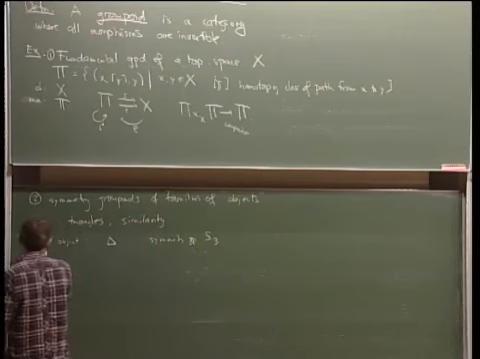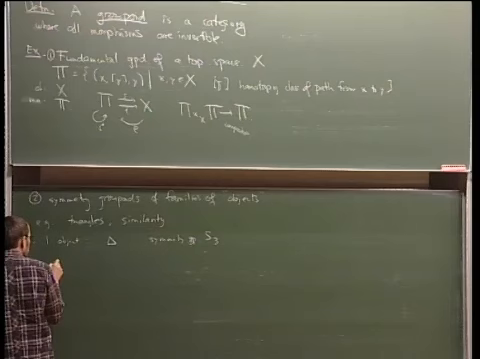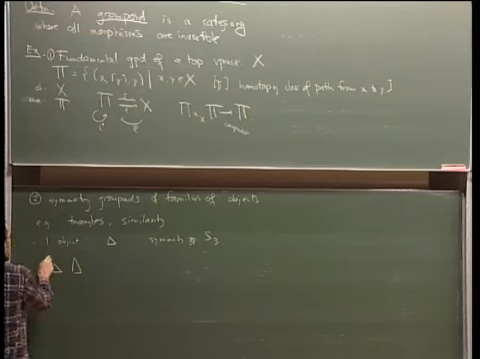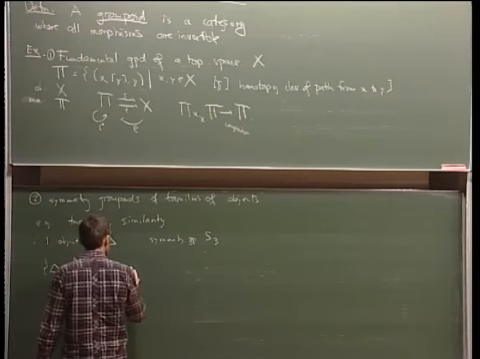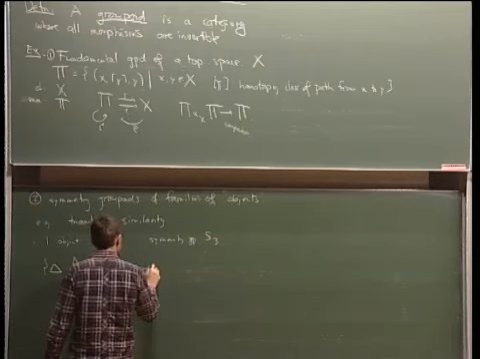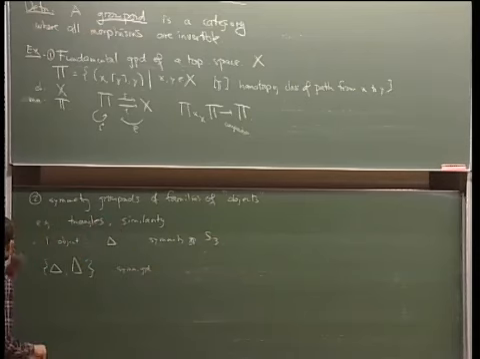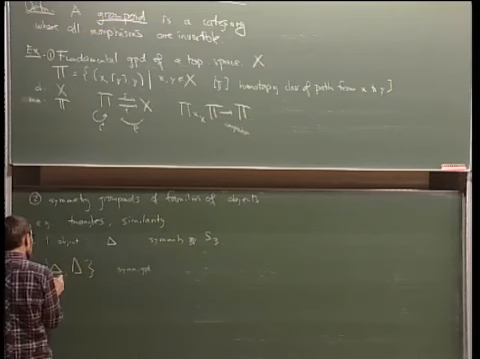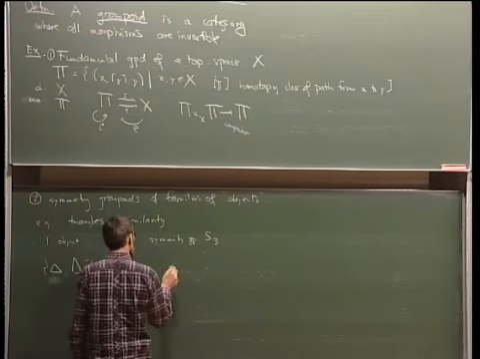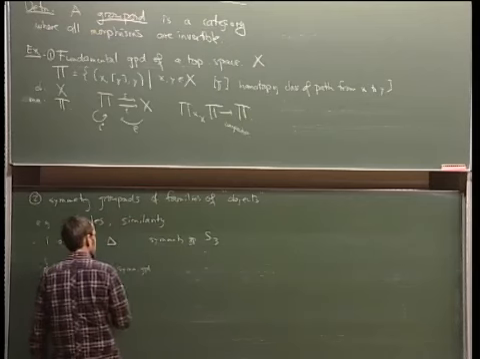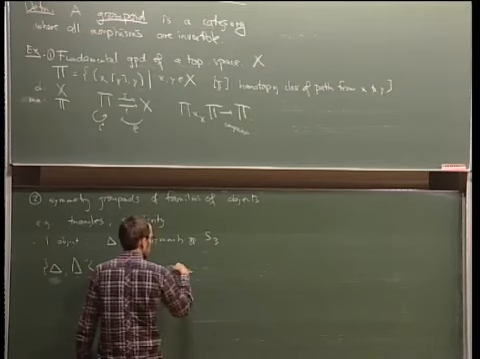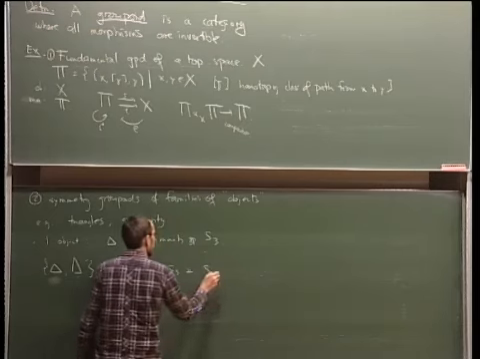S3. But if we have a family of objects, say an equilateral triangle and an isosceles triangle, a family with two triangles, then the symmetry groupoid is, in some sense, a disjoint union of an S3 with an S2.